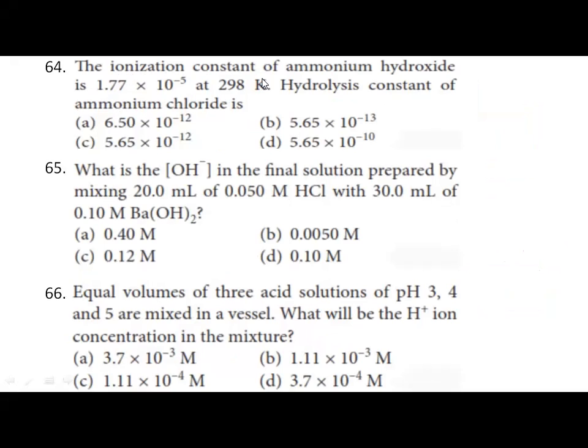The ionization constant of ammonium hydroxide is 1.77 into 10 raised to minus 5 at 298 Kelvin. Hydrolysis constant of ammonium chloride is: 6.50 into 10 raised to minus 12, 5.65 into 10 raised to minus 13, 5.65 into 10 raised to minus 12, 5.65 into 10 raised to minus 10. Okay, let us solve it out.